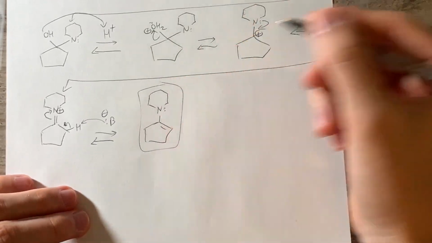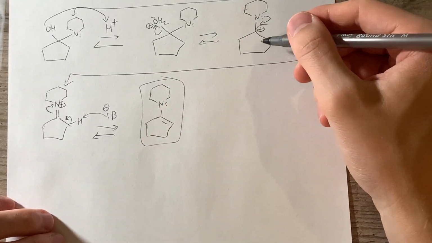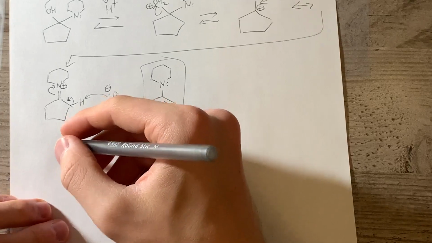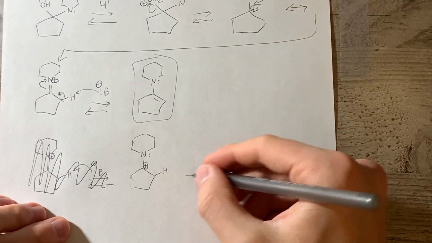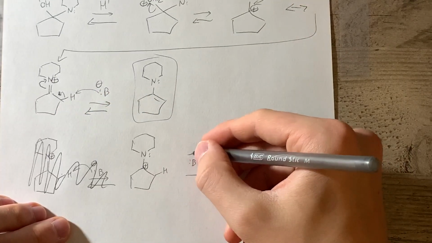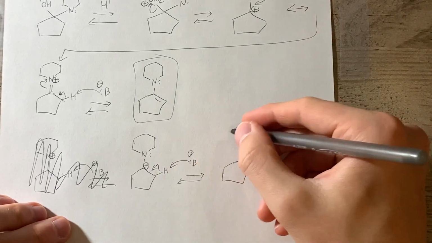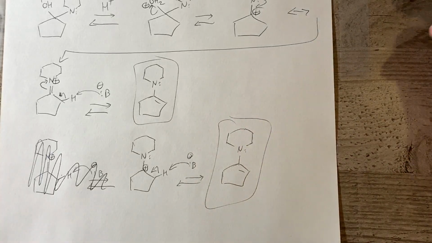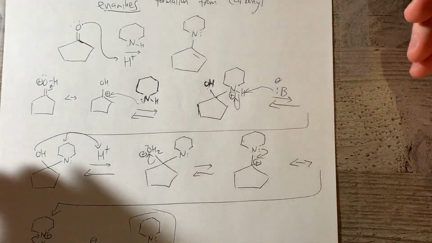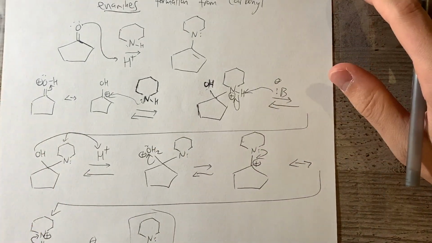And a lot of students may be asking, could we have used this resonance form? Of course. Let's show how that works. So you've got a proton right there. You've got B-, which he gives you in the instructions, and that's it right there. You can use either one. Same product. And that is the enamine formation from a carbonyl.